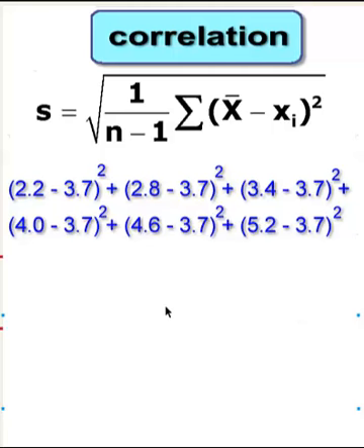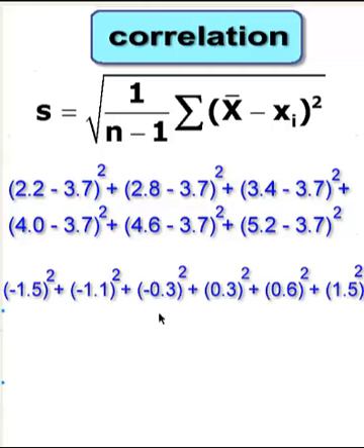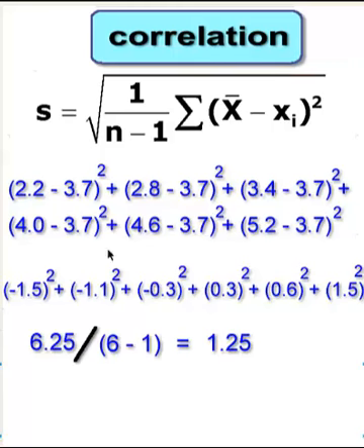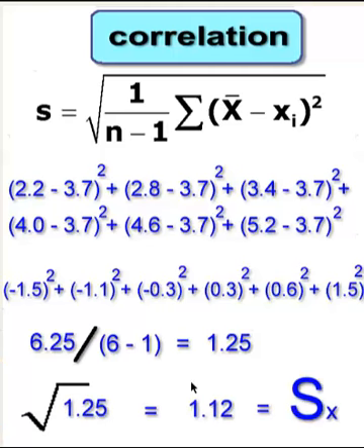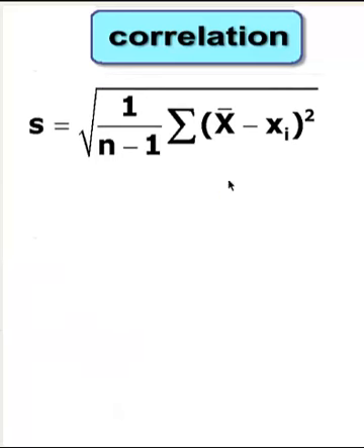and that should get you to here. Square all the differences, add them up. And don't forget, you have to divide that by n minus 1, so you get a standard deviation finally for the x's of 1.12. Take the square root of that stuff. Repeat the process for the y's.